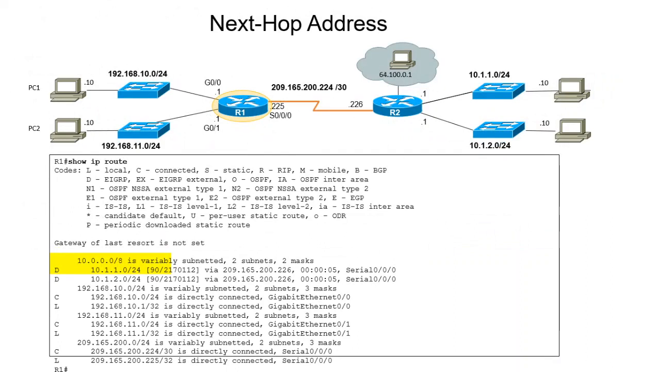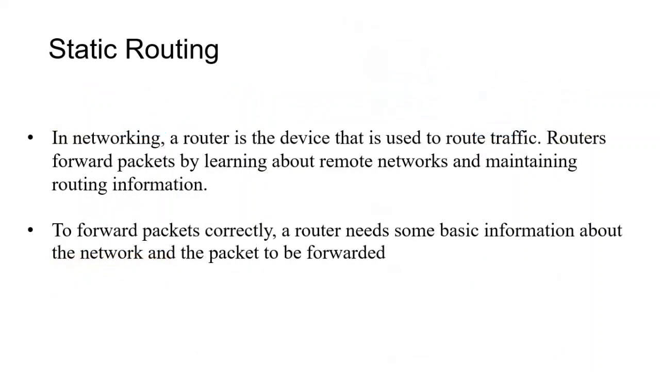As you can see, this is the next hop address. This dumps out routing tables. Starting routing. A network router is a device that is used to route traffic.